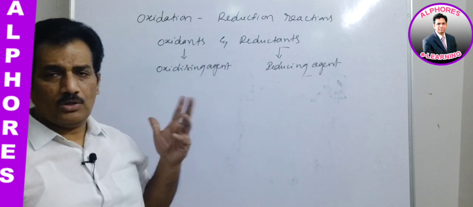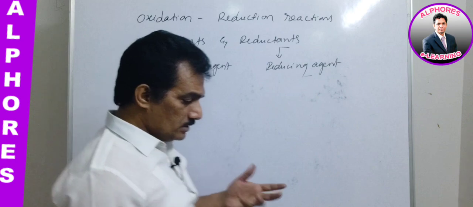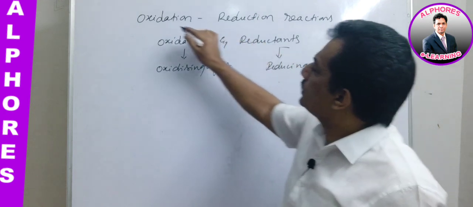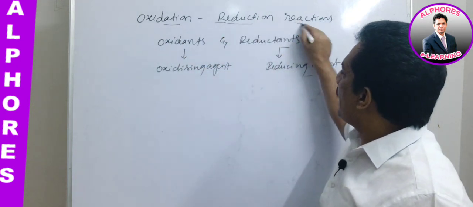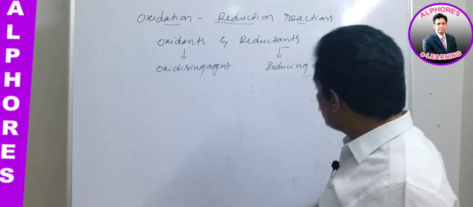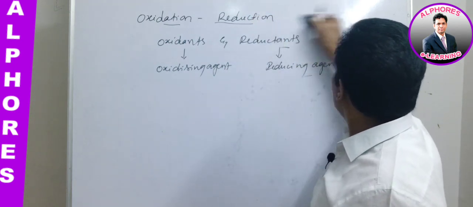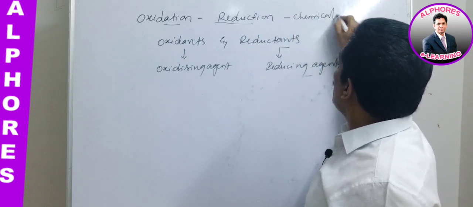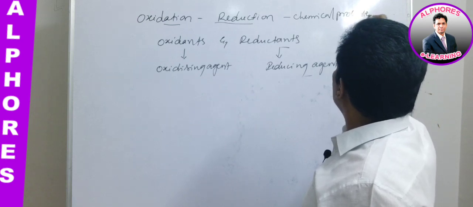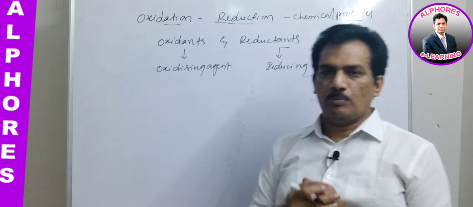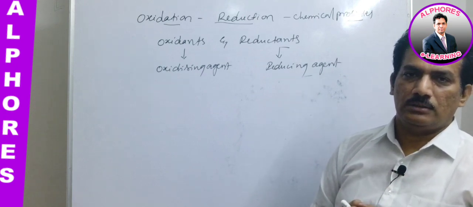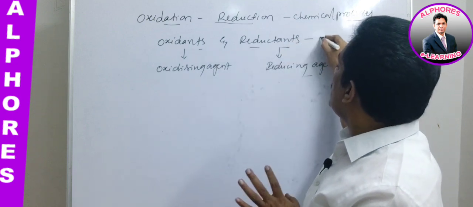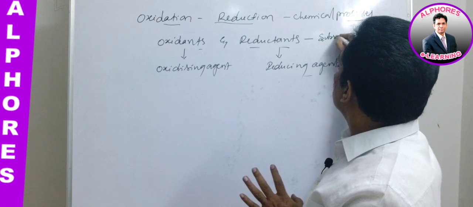What is oxidation, what is oxidant and reductant? For your convenience, first let me give the difference between these words. Remember oxidation, reduction, reactions. These two words, oxidation and reduction, are related to the chemical process. Remember, they are the names of chemical processes. Oxidation is a process, reduction is a process. Clear? Whereas oxidants and reductants are the names of the substances.